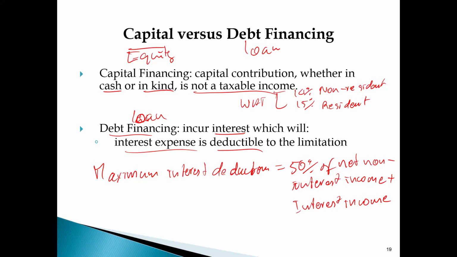So if you get a loan, you pay interest. First, you pay withholding tax when you pay, but at the end, you need to take into account the limitation of deduction of that interest: 50% of net non-interest income plus interest income. If your interest expense is more than this limitation, you need to add back. The excess amount can be carried forward to offset future tax on income.